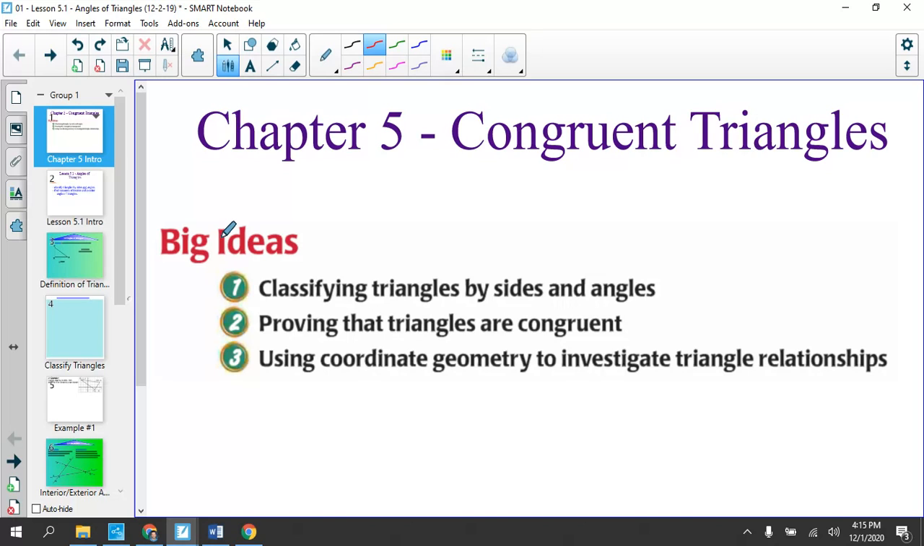Really, this first lesson, 5.1, focuses on classifying triangles by sides and angles, and looks at some properties of triangles specifically, compared to some other polygons. And then the second part of the chapter, really from lesson 5.2 on, focuses on this idea of proving that triangles are congruent. We'll do a little bit of this kind of mixed in with the coordinate geometry. We'll actually look at a little bit of that today as well. But that's kind of a chapter overview.